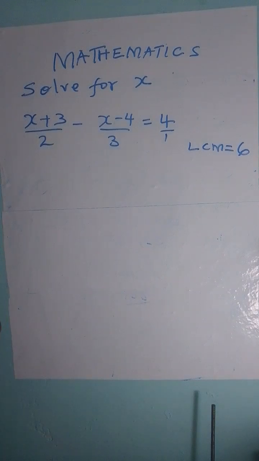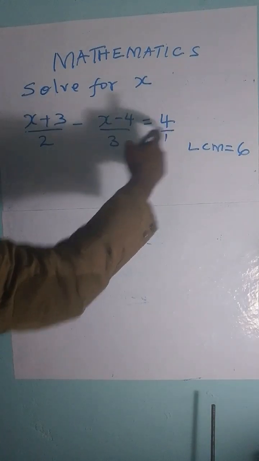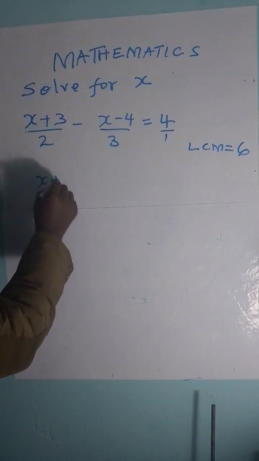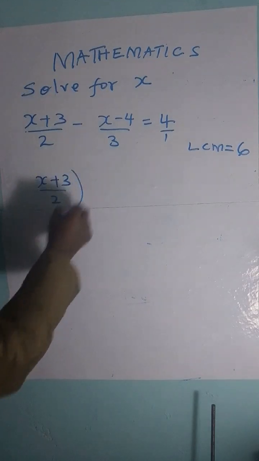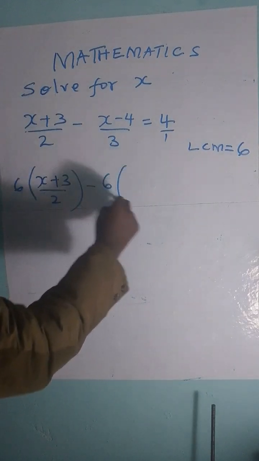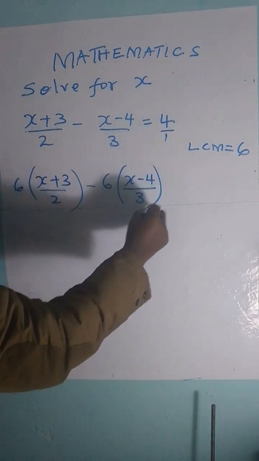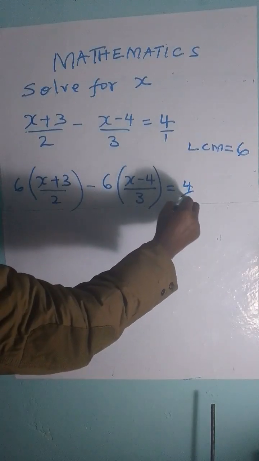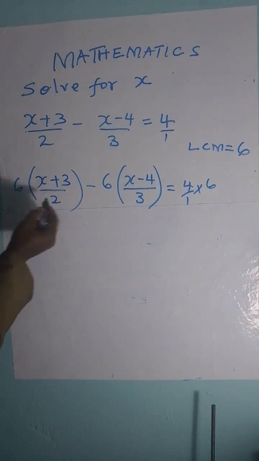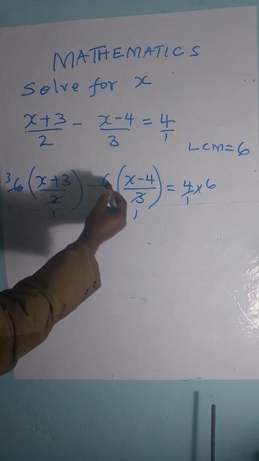Multiply each term with the LCM. So we start with the first term, then the second term, and then the third term. Here the first term is x plus 3 over 2. You put a bracket and multiply with 6, minus 6 into x minus 4 over 3 is equal to 4 over 1 times 6. Now you can cancel out thrice, and twice.